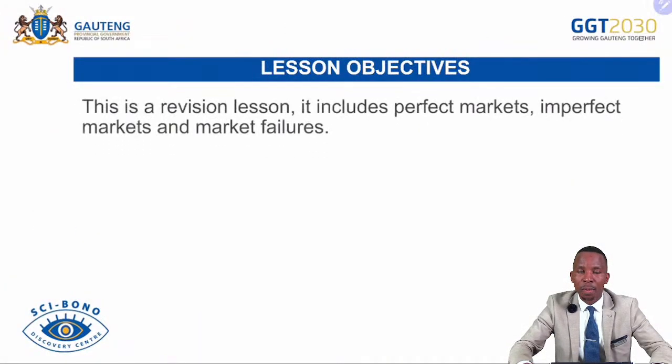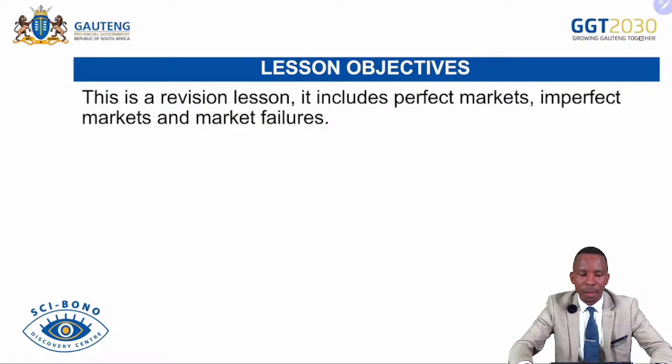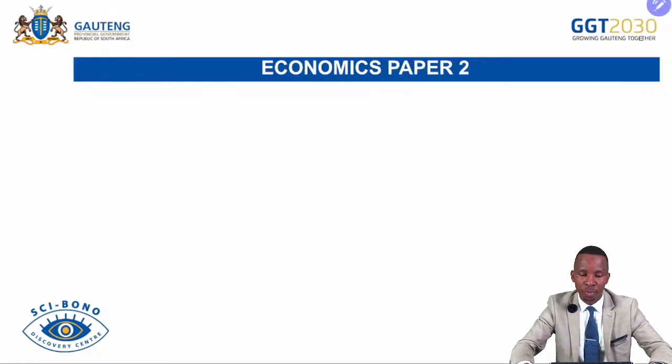So there is one main objective here. This is a revision lesson which includes perfect market, imperfect market, and market failures. Here we review all topics that we have covered under microeconomics, and there will be some assessments that will equip you on how you can respond to questions as you will be writing your examination tomorrow.